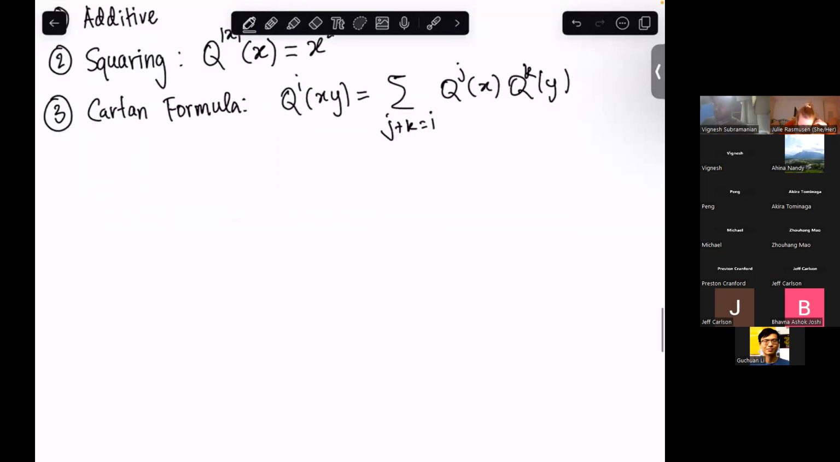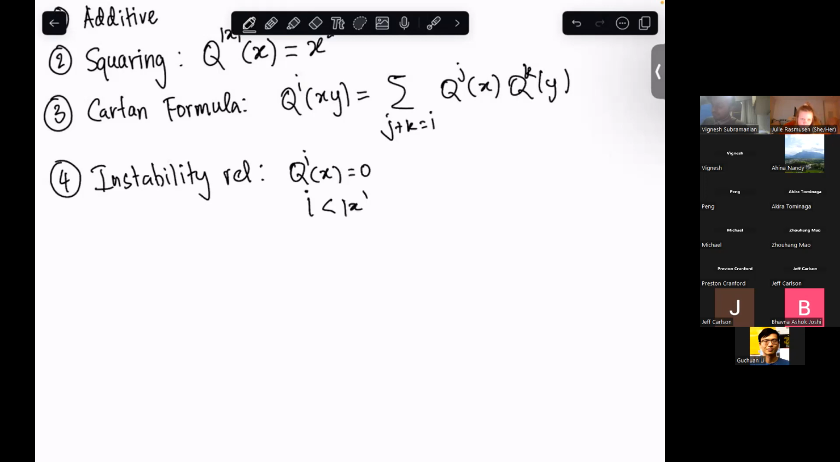And finally, what is called the instability relation. So this is Qi of x is equal to 0 when i is less than |x|. There's one more relation which you might have seen already, called the Adem relation.